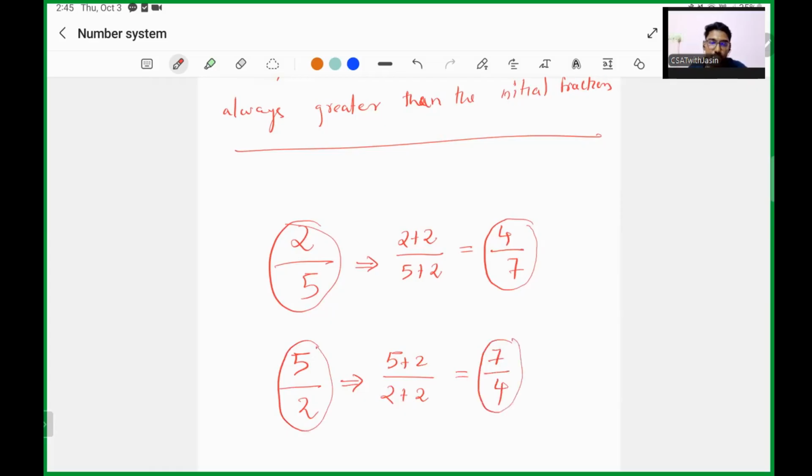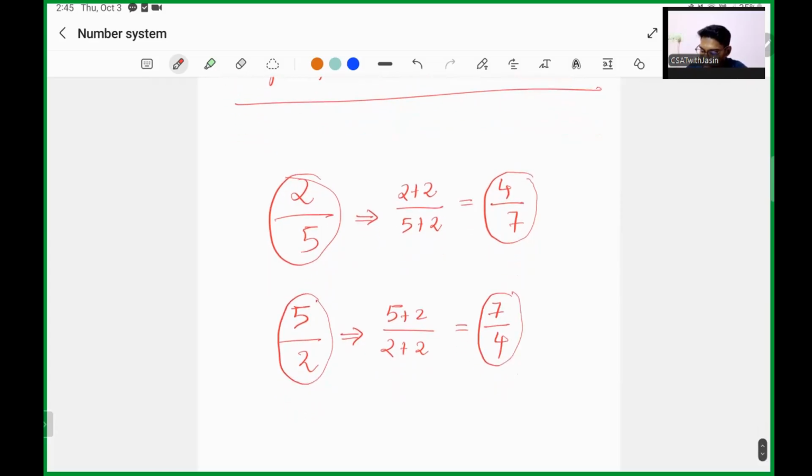So if it is an improper fraction, then the resulting fraction is less than the initial fraction. That means 5 by 2 will be greater than 7 by 4. Here 4 by 7 was greater than, sorry, 2 by 5.